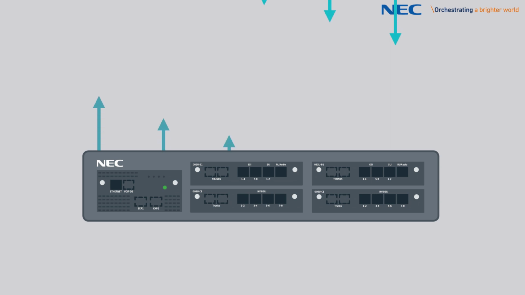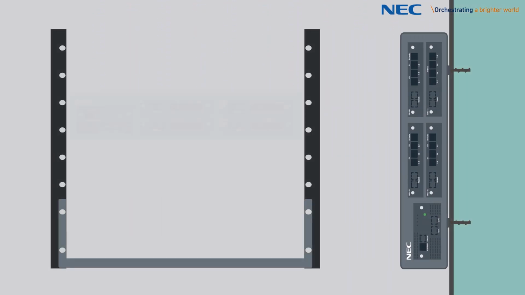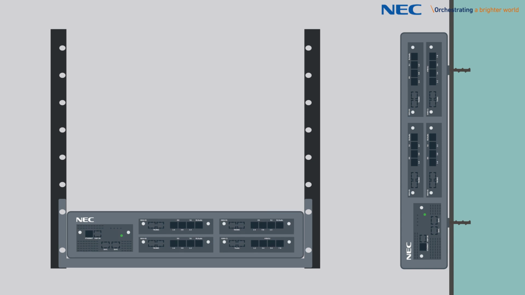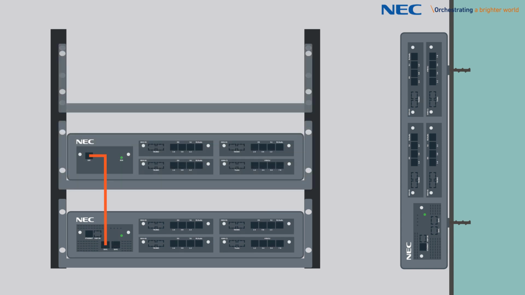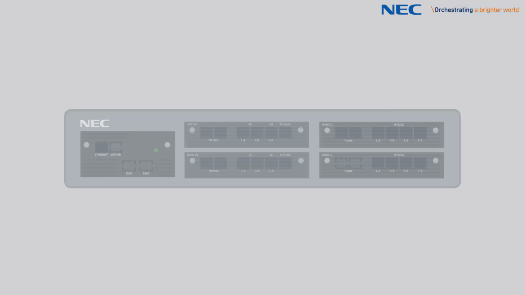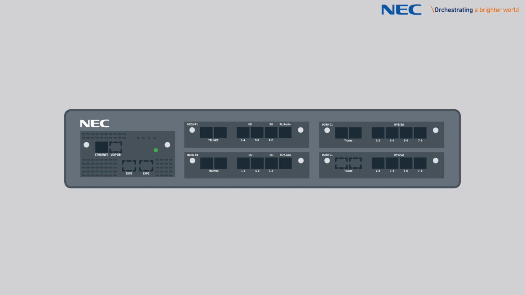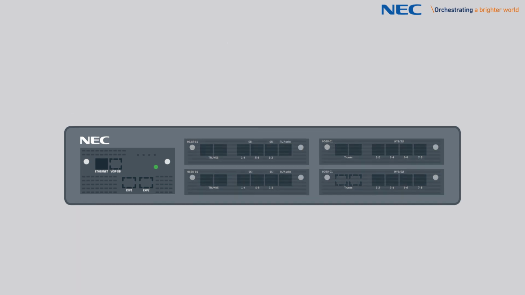The chassis unit is ventilation cooled and can be wall mounted or rack mounted with the optional rack mount shelf. Up to 3 chassis units can be connected together to provide a total of 12 universal slots. Interface cards are available for analog and ISDN trunks, proprietary SL2100 terminals and analog telephones.